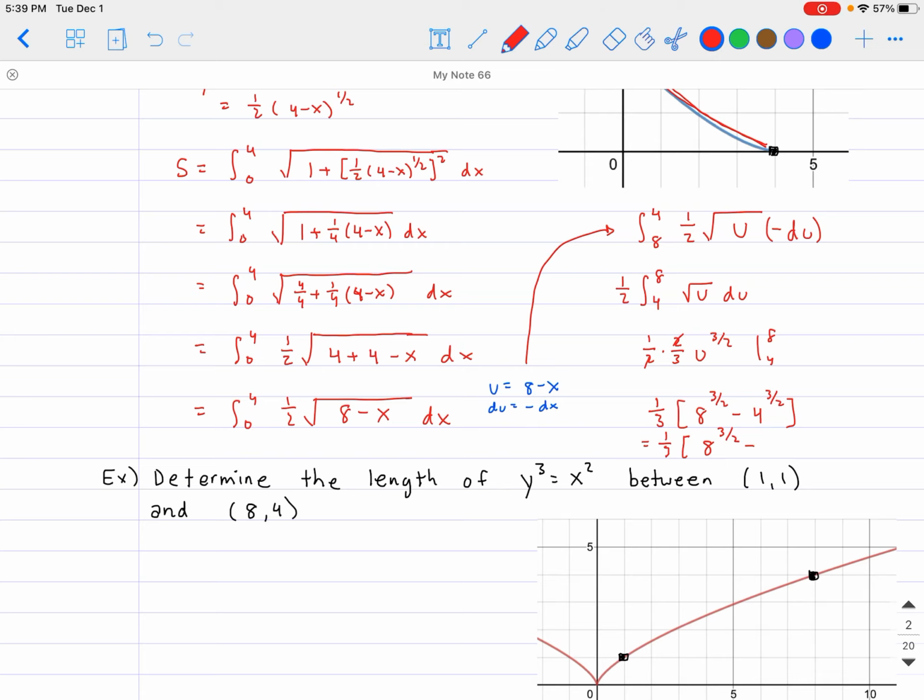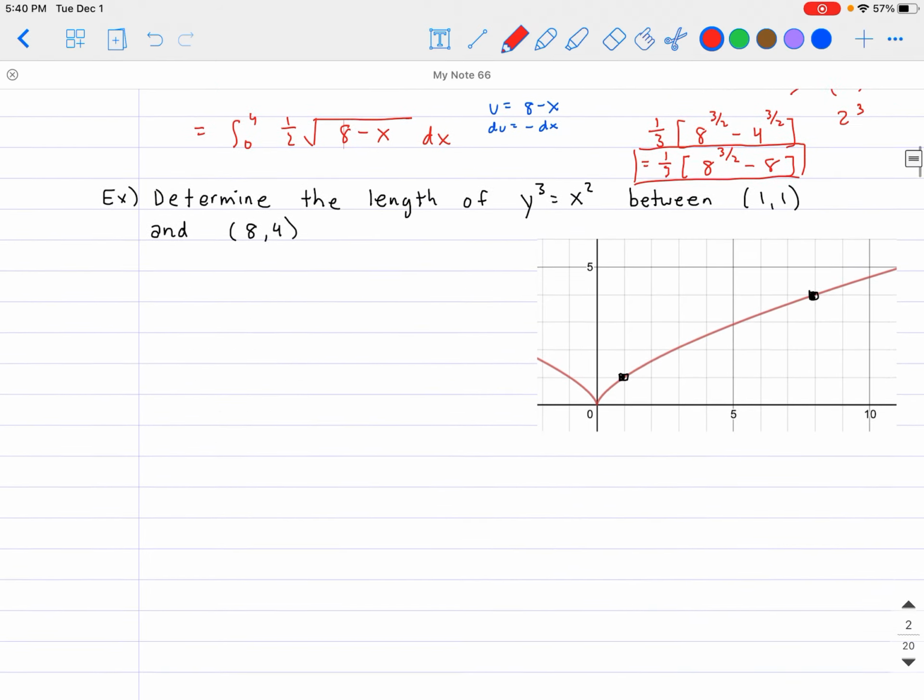And then minus, for this one, we can write 4 as 2 squared, so 2 squared raised to the power of 3/2. The 2s cancel out, so we have 2 to the 3rd, which is going to be 8. Okay, so yeah, right there, that is going to be our answer for the arc length.